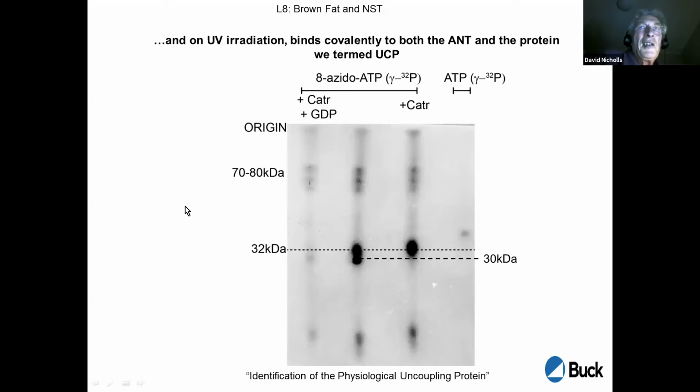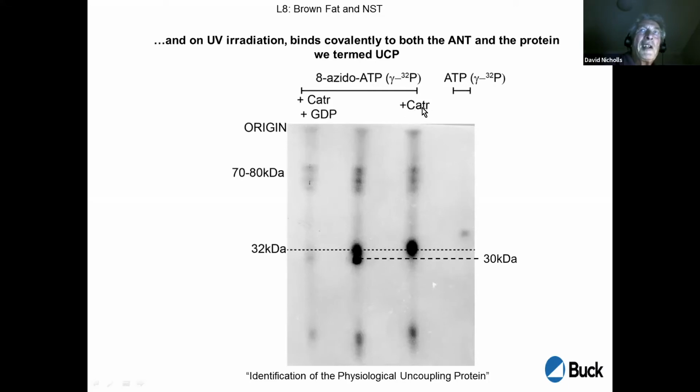And in those days, one did tube gels. One didn't do high resolution flat gels. And by making the azido ATP radioactive with P32, we found a tightly bound doublet with molecular weights 32 kilodalton and 30 kilodalton. The 30 kilodalton was abolished in the presence of carboxyatractylate.